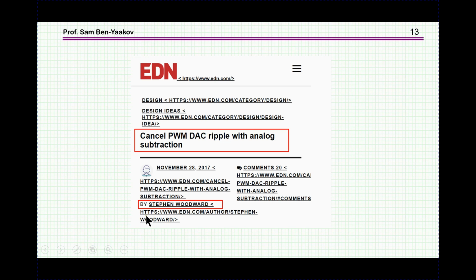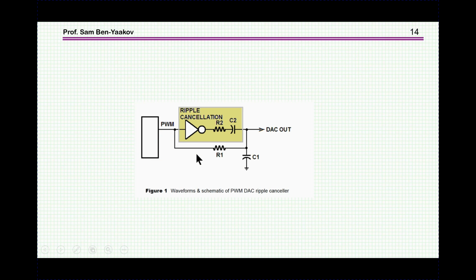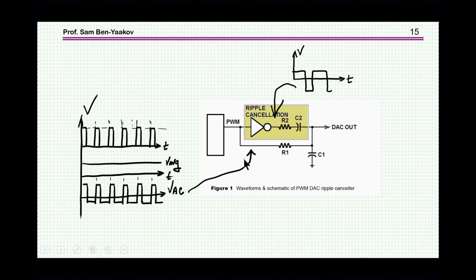And here I'm showing an idea that was published by Stefan Woodward in EDN, the so-called Ideas for Design, or Design Ideas, in 2017, and it's called Cancel PWM DAC Ripple with Analog Subtraction. And the idea is really very neat and relatively simple. If you have the PWM and you have an RC filter, you can generate by an inverter an AC signal which is inverted, and therefore by adding this inverted signal to the original one, you can get a cancellation of the ripple, or at least partial cancellation of the ripple. So this is really very neat, and here is basically the idea.